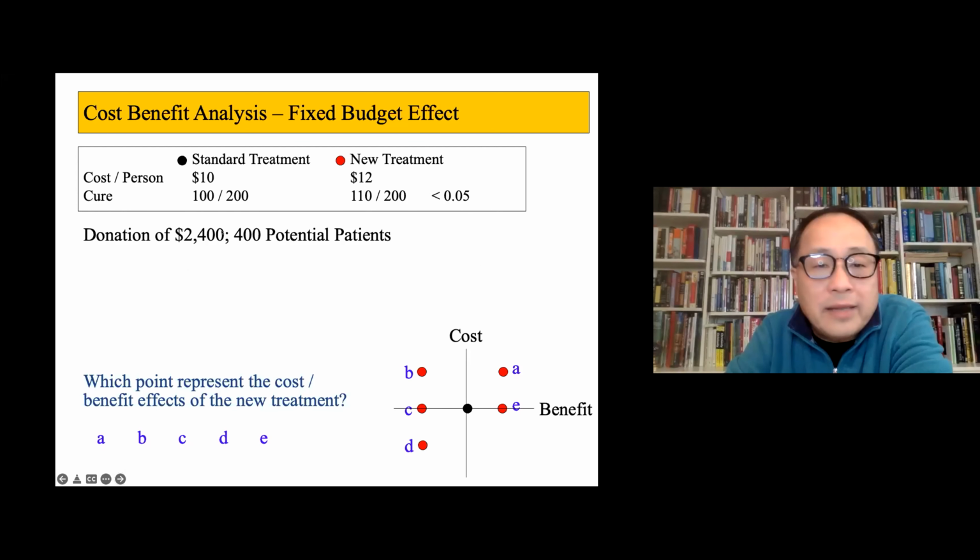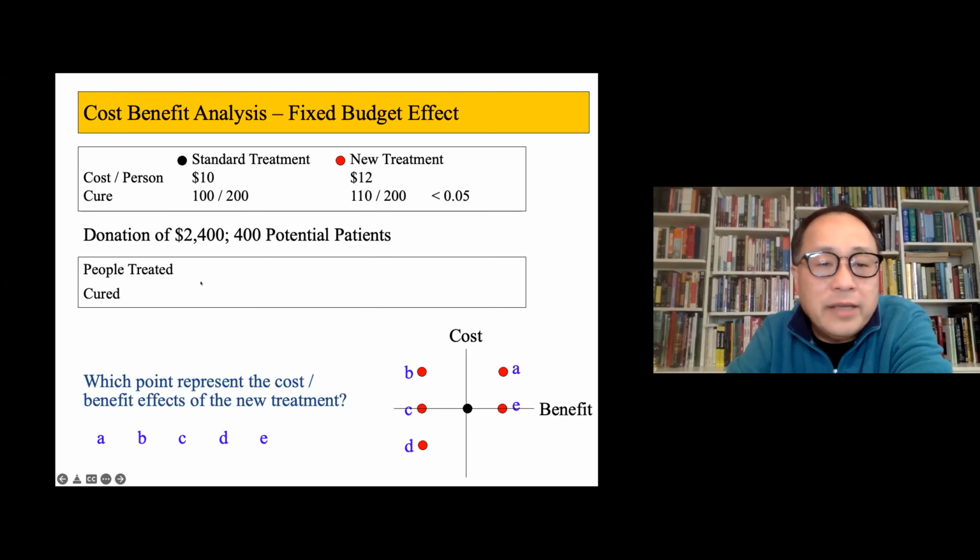Because a lot of times we're operating on a limited budget, often through donations. So if you assume that you have a donation of, let's say, $2,400, and there are more patients who need the treatment than we have space or money to treat, and let's say there are 400 patients in this village who need this particular treatment, then let's see how far this situation with a fixed budget would help the community.